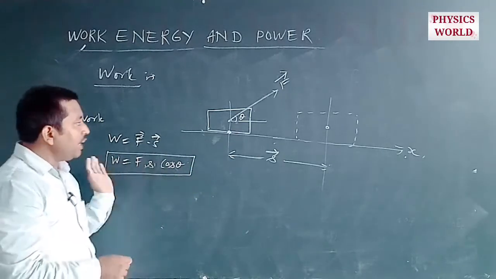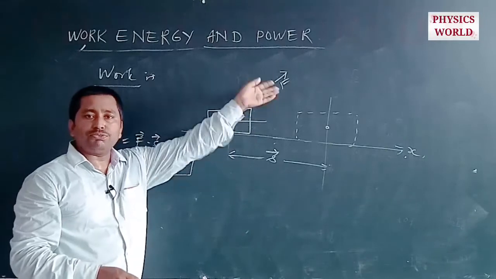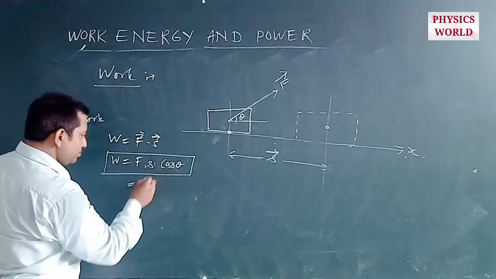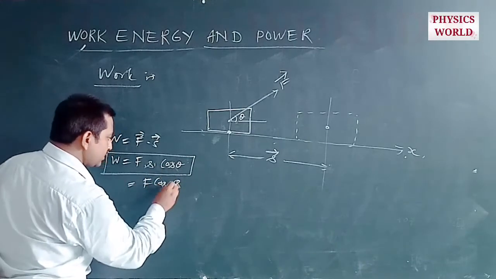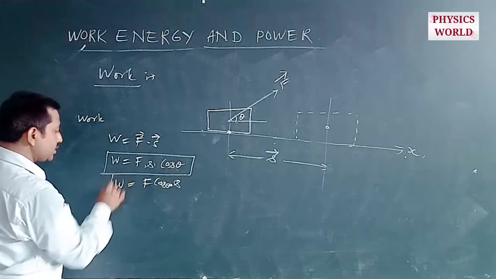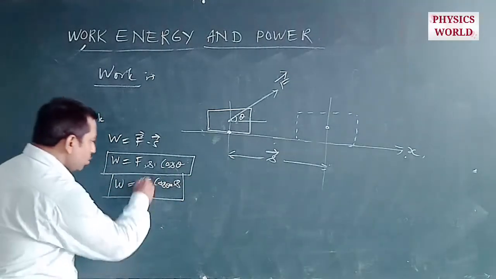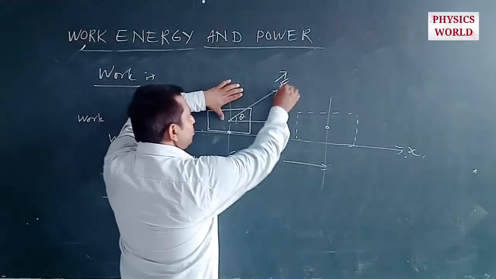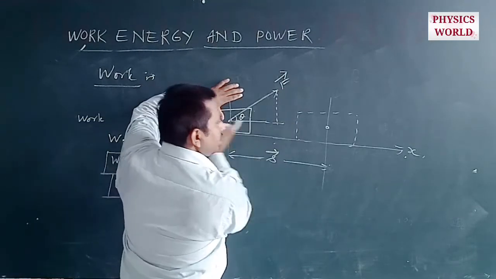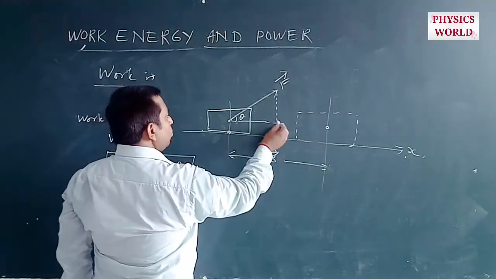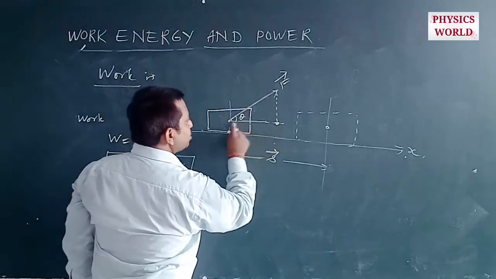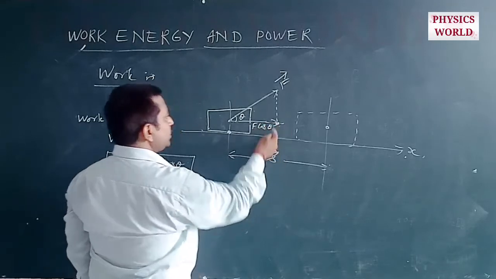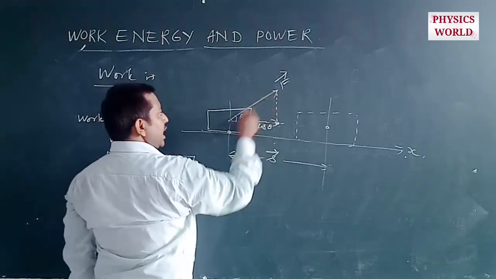Now if we want to define this work done in terms of the product of force and the displacement, then we can easily define it as F cos theta times s. It means F cos theta is the component of the force along the displacement. Suppose that this is the F. So if we draw a perpendicular along the displacement axis, then what will be the value of the force along this displacement? So the value of this force along this displacement becomes F cos theta, because this one is the base and this is the hypotenuse.